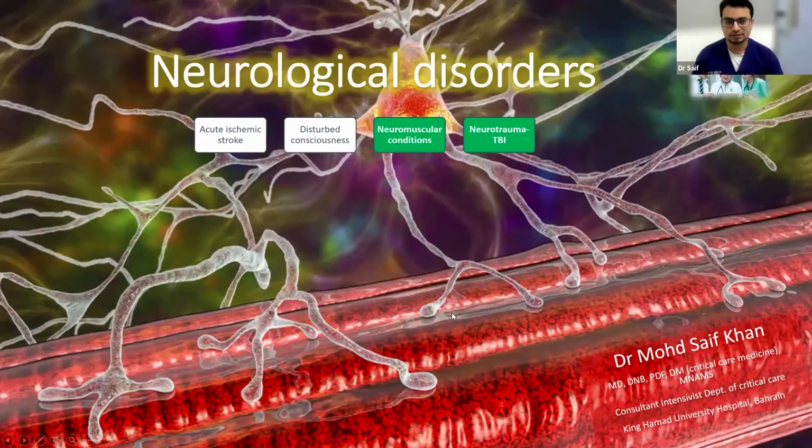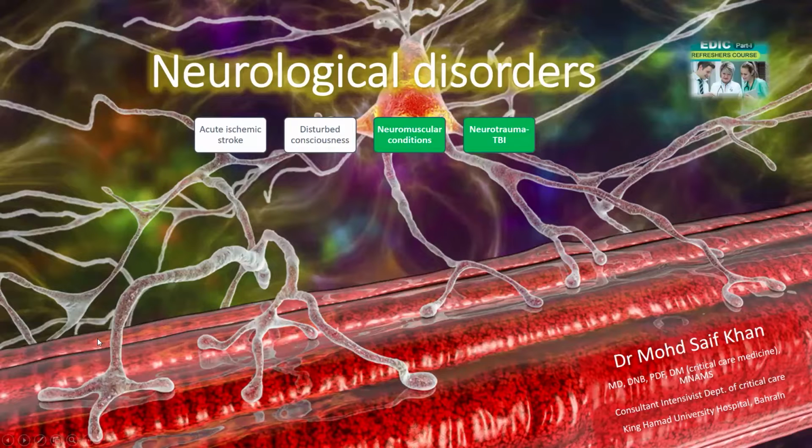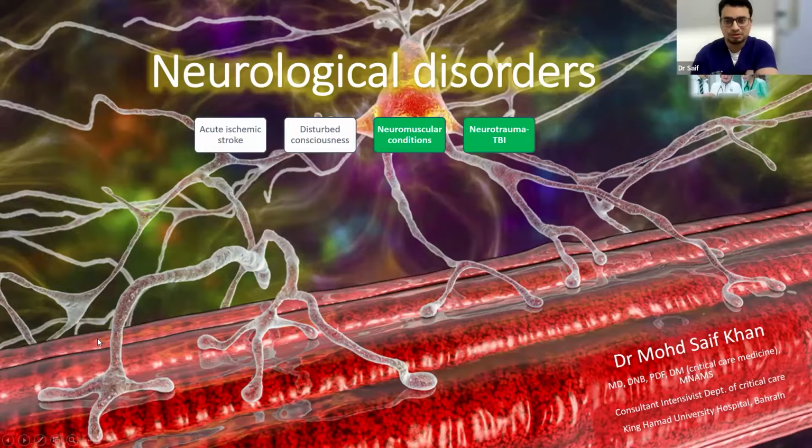Welcome to this second teaching session, useful for all the EDIC Part 1 aspirants. I have covered in my previous class already the acute ischemic strokes and disturbed consciousness. So basically, as far as neurology is concerned, we have divided it into four important subsections.